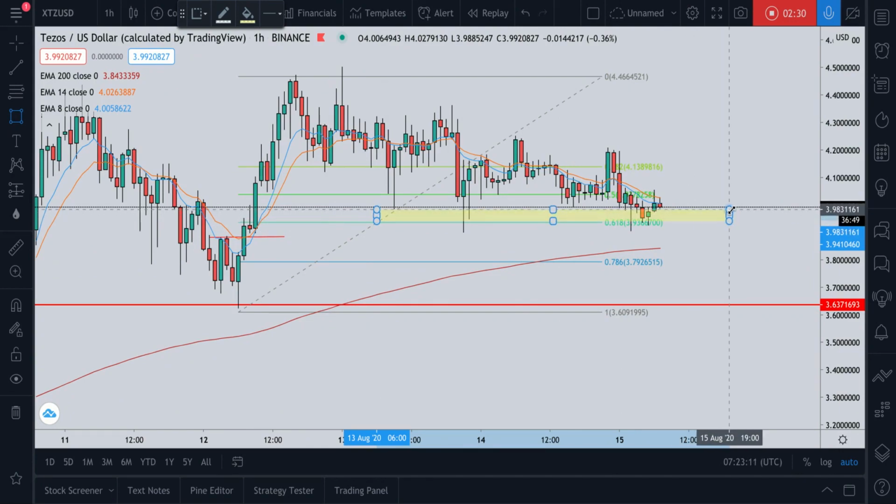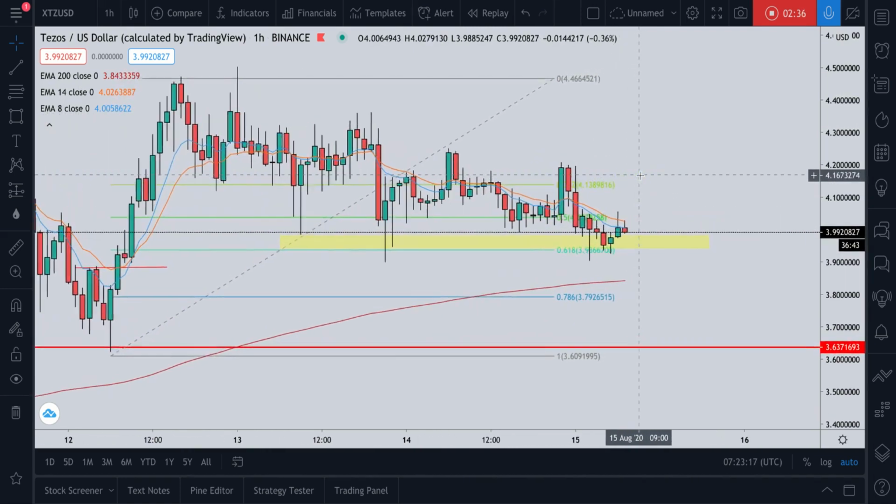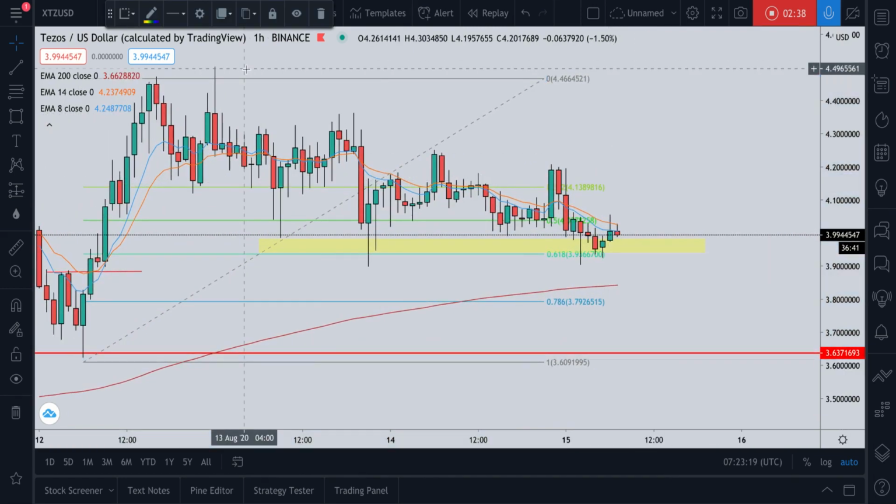I'm going to draw this zone. So you have price rejecting 1, 2, 3, 4, 5. So this is a key area to keep a close eye on.